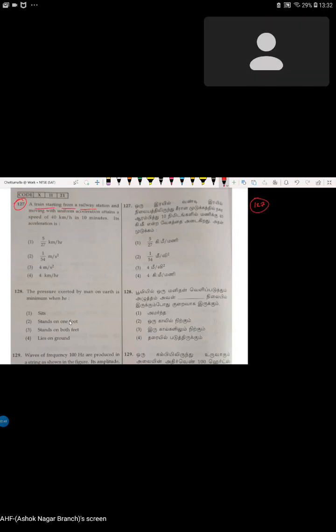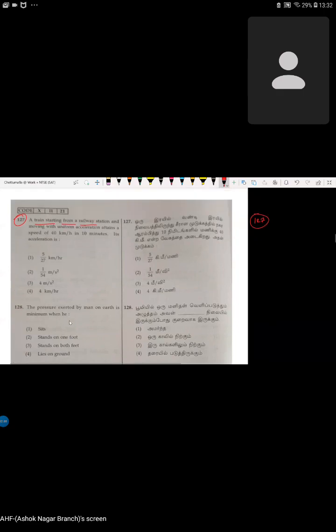127 is a direct question from the motion chapter, where we have to use the acceleration formula. First, let us write the given data. A train starting from... Sir, can you explain 126, sir? I didn't see the answer.